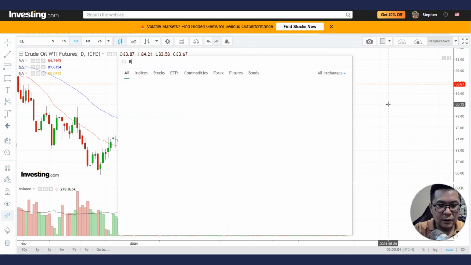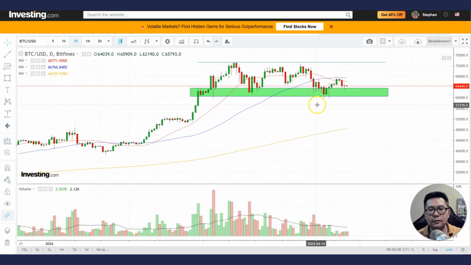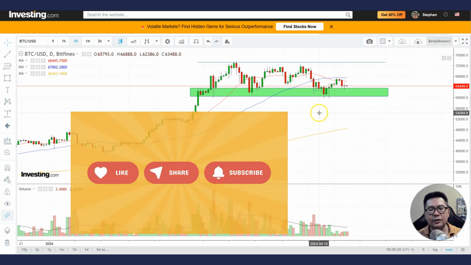And last of all, Bitcoin. Bitcoin is still trading sideways. This is an area of demand or support area, so this demand should hold. It must hold. If not, it will be demolished, and we might see prices going below to this area where most likely you'll meet the 200 MA.